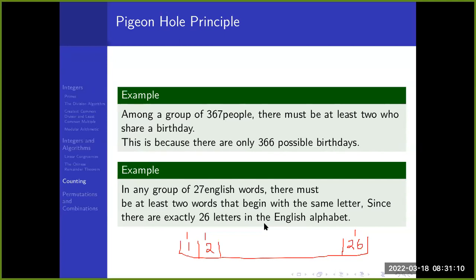Is there any question on this? Hakuna swali?